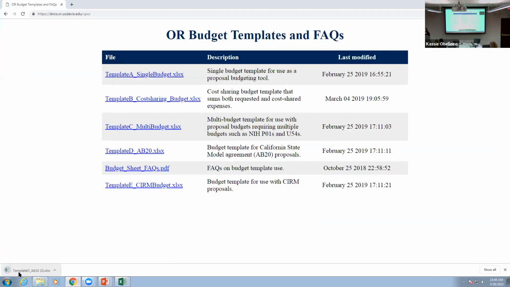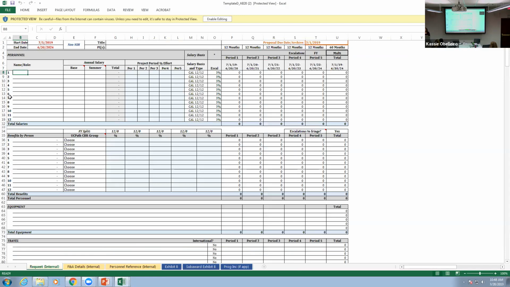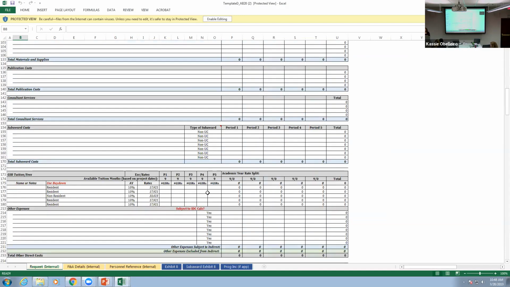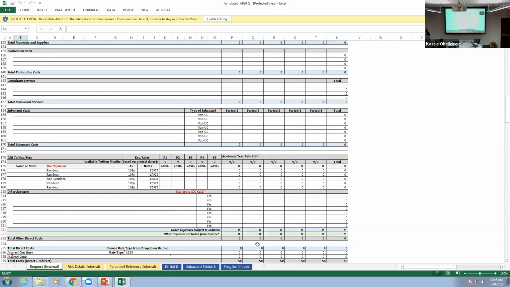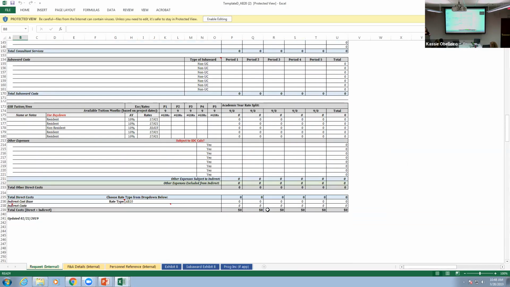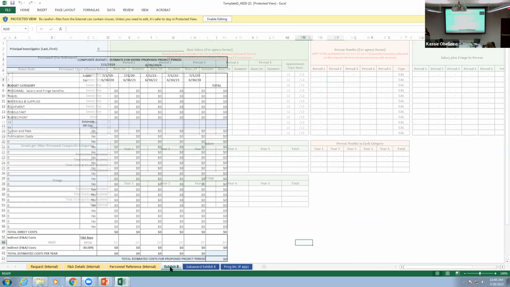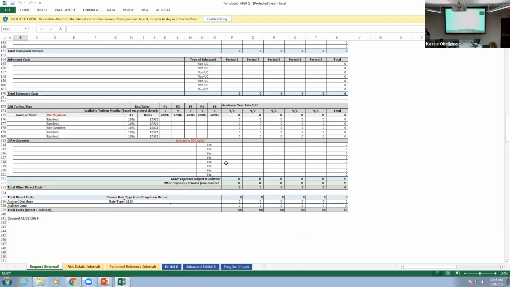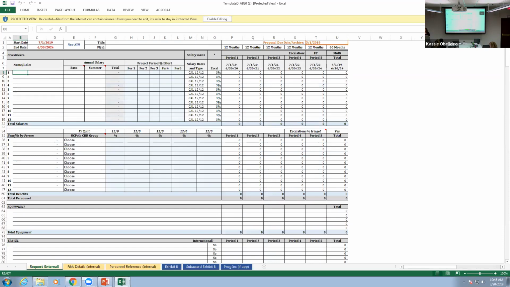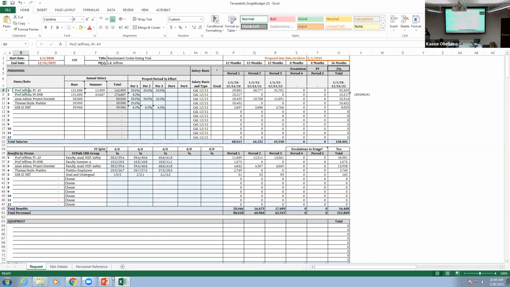AB 20 again works just like our other sheet, except down here at the bottom, based on your start date, it's going to calculate your indirects, whatever our state rate is based on the start date. And then here's all our internal forms. And if you go over here, it creates this for you. So you could just print it and you don't have to do a whole separate form. All of that carries over and you'll see the rate right here. So that's designed for our AB 20 for our state contracts.